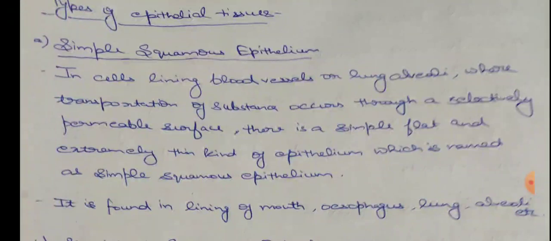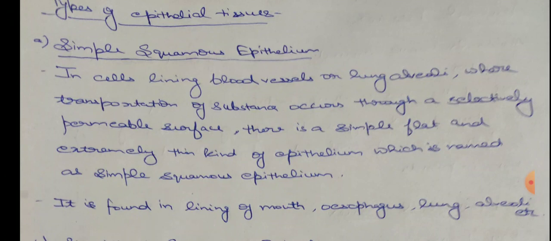Very important. See where it is present. Simple squamous in cells lining blood vessels. You know, because in some blood vessels exchange of gases also takes place. That place is known as capillaries. Or lung alveoli. Again, in alveoli also the gases exchange takes place, and where transportation of substance occurs through a selectively permeable surface, there is a simple, flat and extremely thin kind of epithelium. Extremely thin, because if exchange has to take place, then the membrane should be very thin, so the substance can easily pass, like the gases. Which is named as simple squamous epithelium.